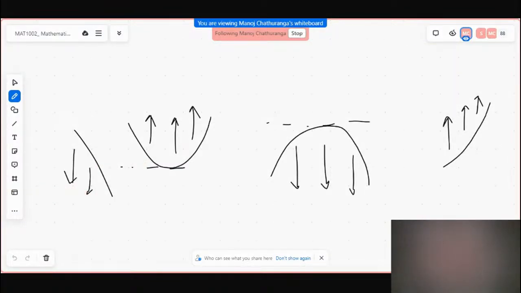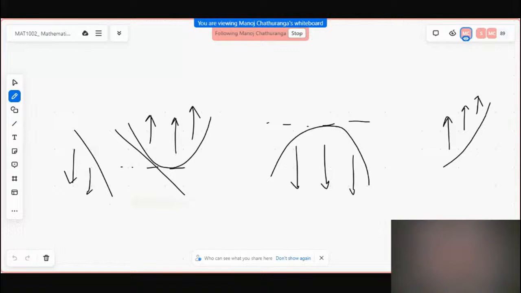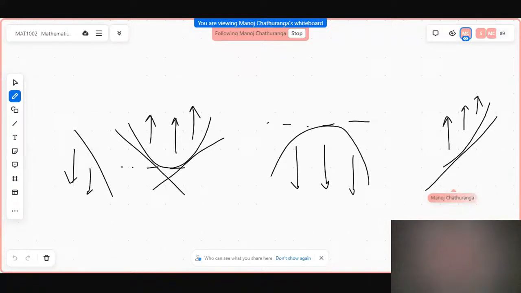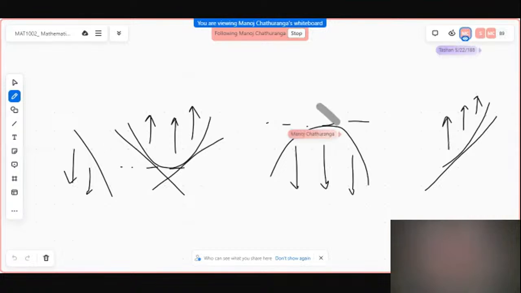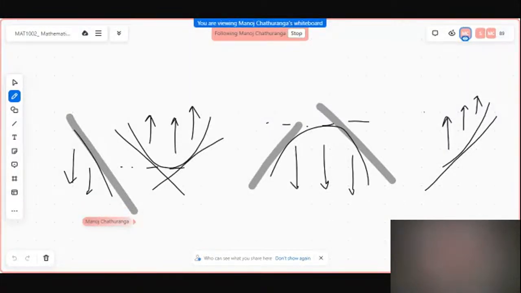Concave up means whenever I draw a tangent line, the graph is above the tangent line. Over here, for concave up functions, the graph is above all the tangent lines. For concave down functions, the graph is below these tangent lines. Whenever I draw a tangent line, the graph is below the tangent line.